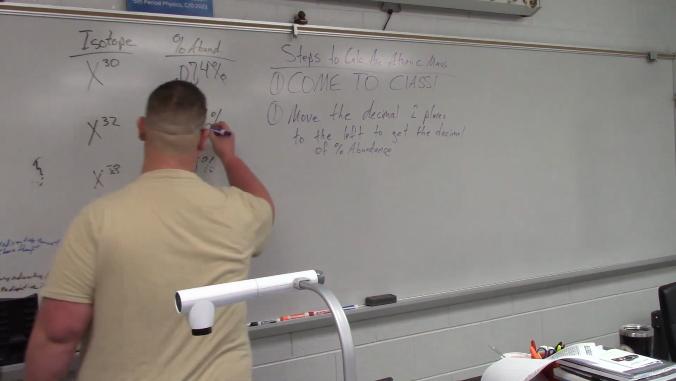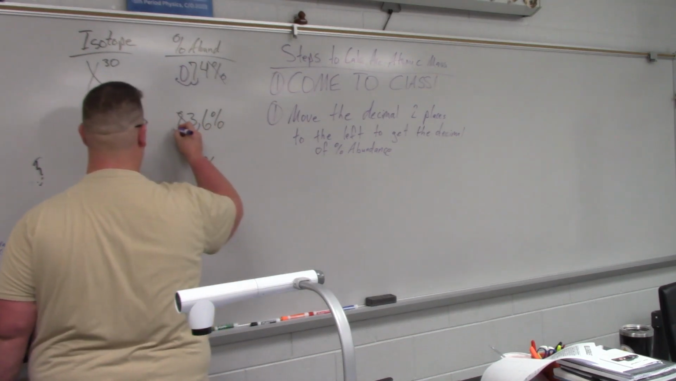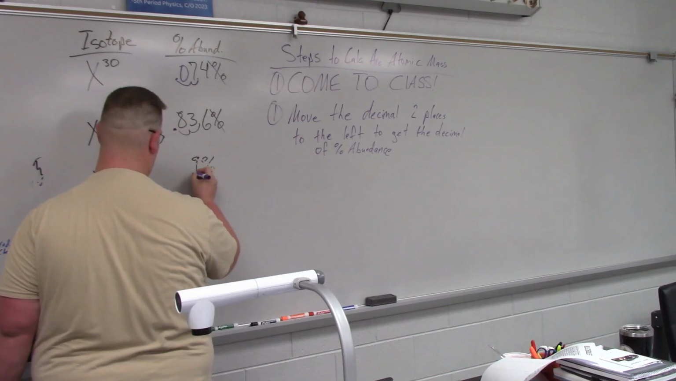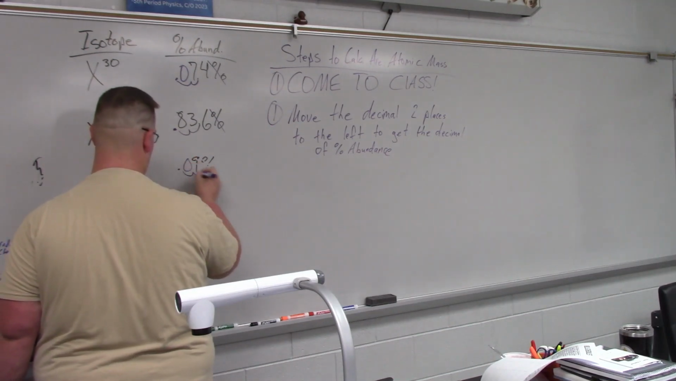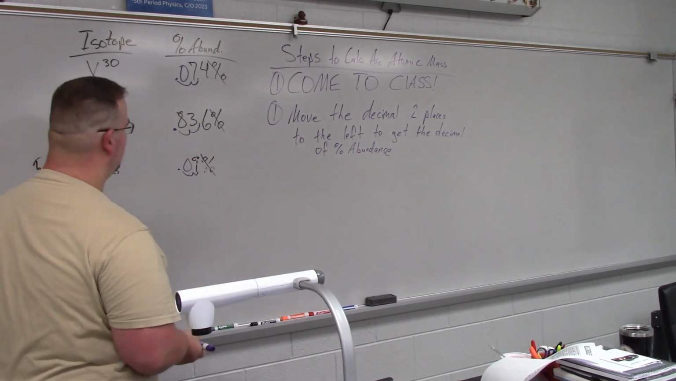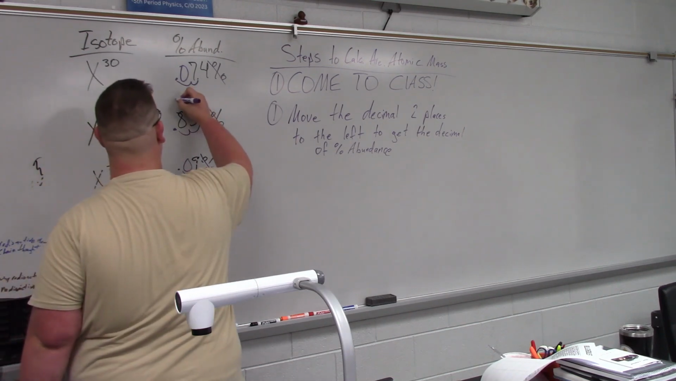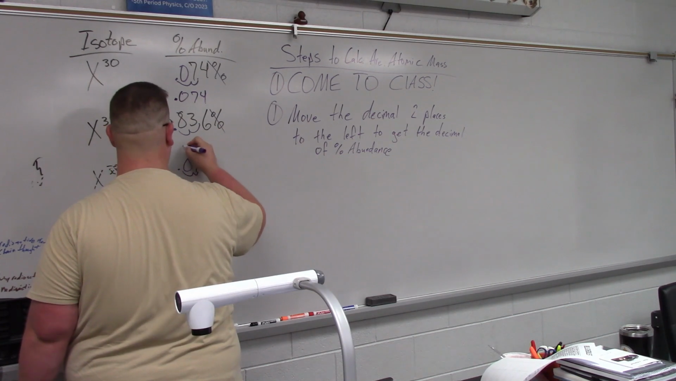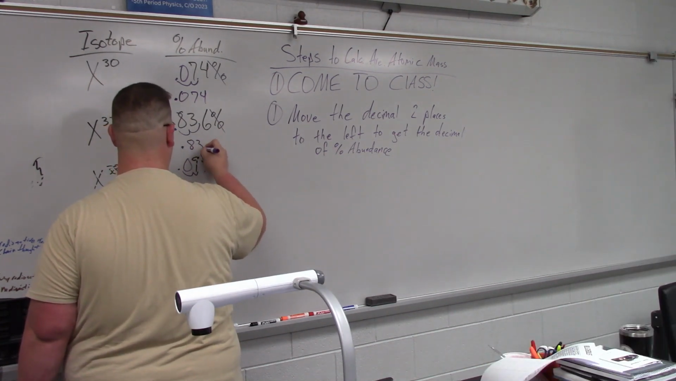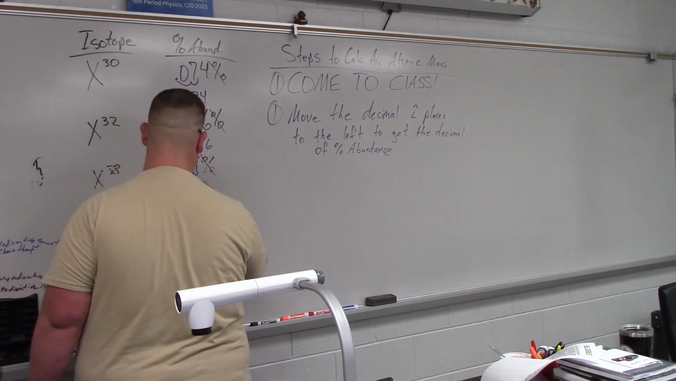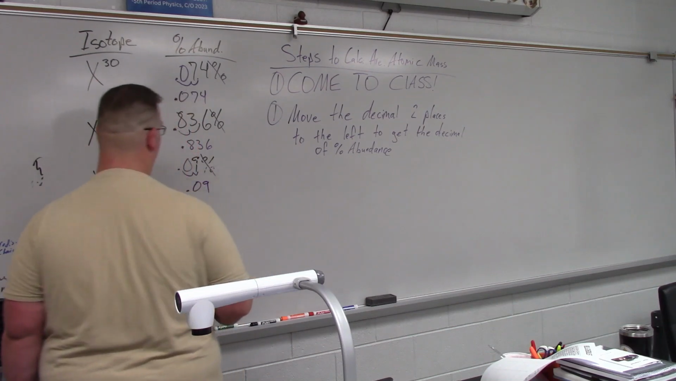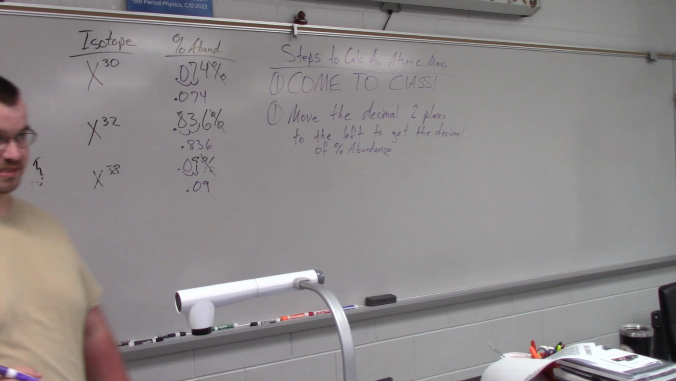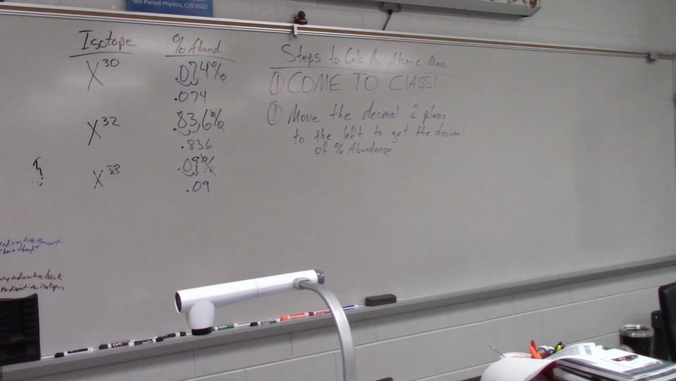Move all of them 2 places. Does away with the percent sign. So that you guys can see it better: .074, .836, .09. Those are our new numbers. Those are the decimals of the percent abundance that we're looking at.